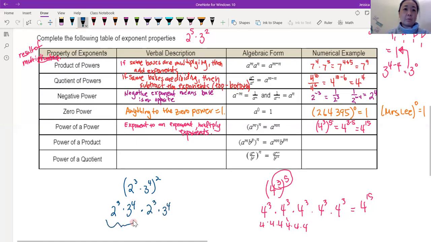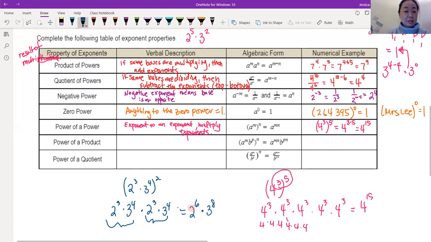So here's 1, here's the other one. So that's twice, right? And how many 2's do we actually have? Well, we have 3 here and we have 3 here. So how many 2's do we actually have? 2 to the 6th power, right? And same thing with the 3's. How many 3's do we actually have? 3 to the 8th power.